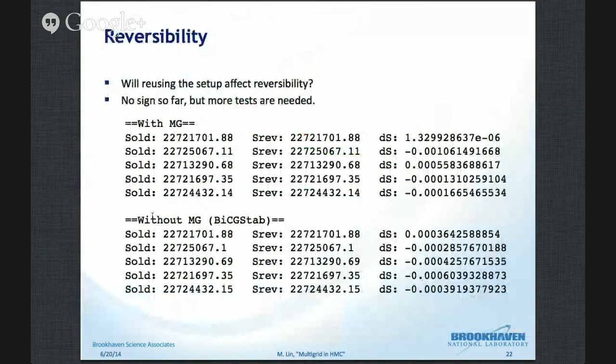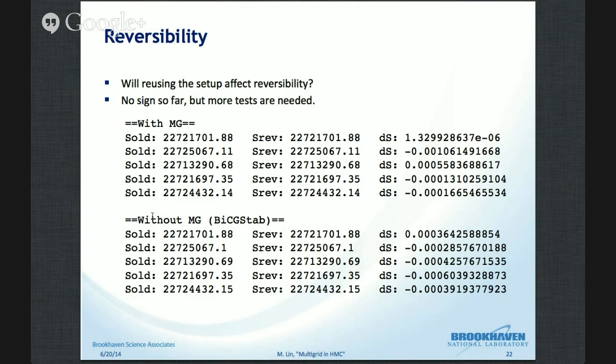Yeah. So, because we reuse the setup from our previous trajectories, this will have the same problem as the chronological inverter, because we want to make sure the algorithm is still reversible. So here's just some tests that I did. This is the action moving forward, and this is the action moving backward. And this is the difference between the two evolution directions. And this one is with multigrid, and the other is without multigrid. So this is the bisequence stack.